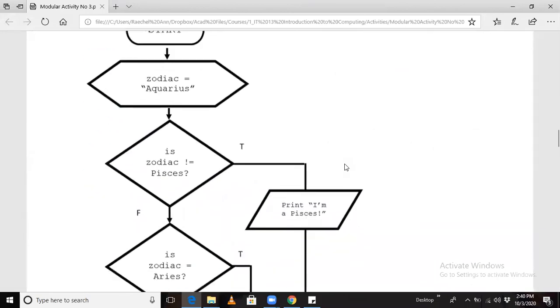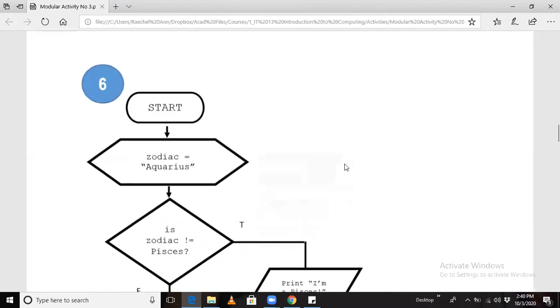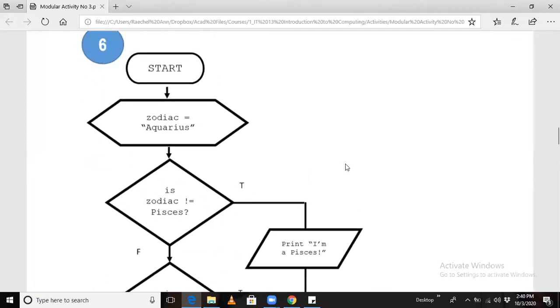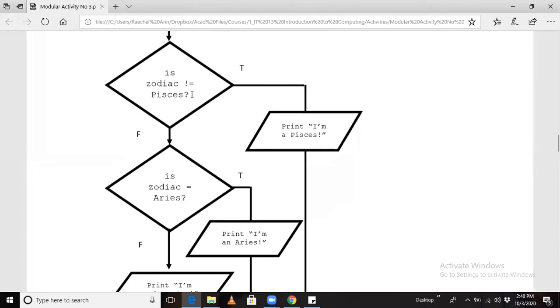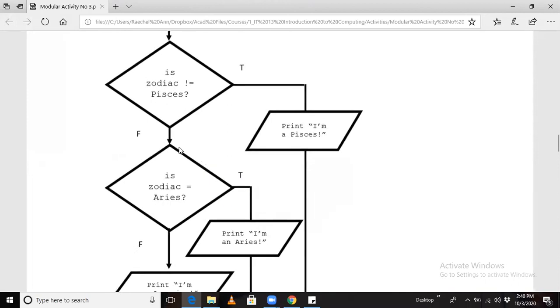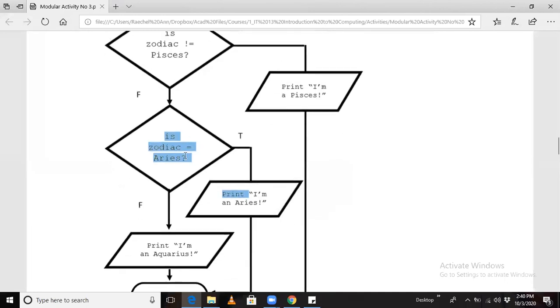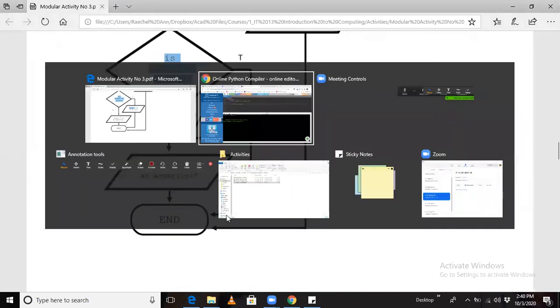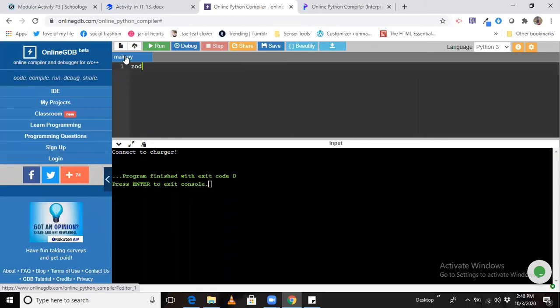Sojak. O, ito yung marami silang question. Sojak is Aquarius. Is Sojak not equal to Pisces? Pag true, not equal to Pisces. I'm Pisces. Pag hindi true, anong confusion natin dito? Pag false, meron na naman tayong question dito. Zodiac is equals to Aries. Pag true, I'm Aries. Pag false, I'm Aquarius. So we have Zodiac. Saan tayo nalilito dito?